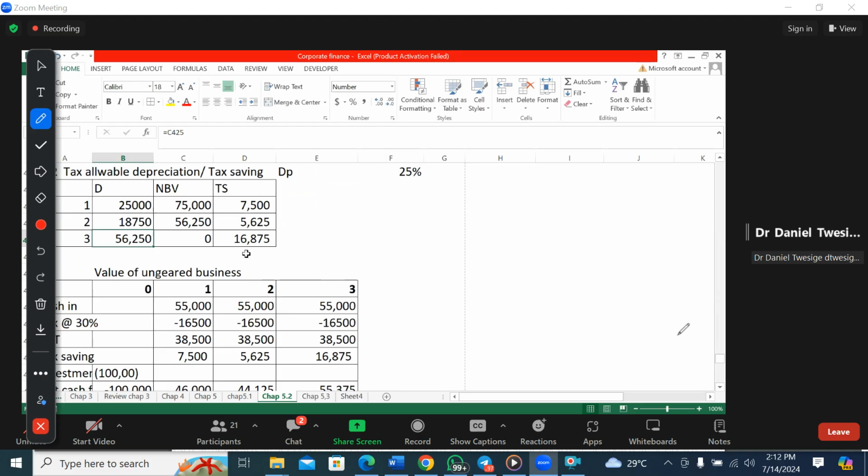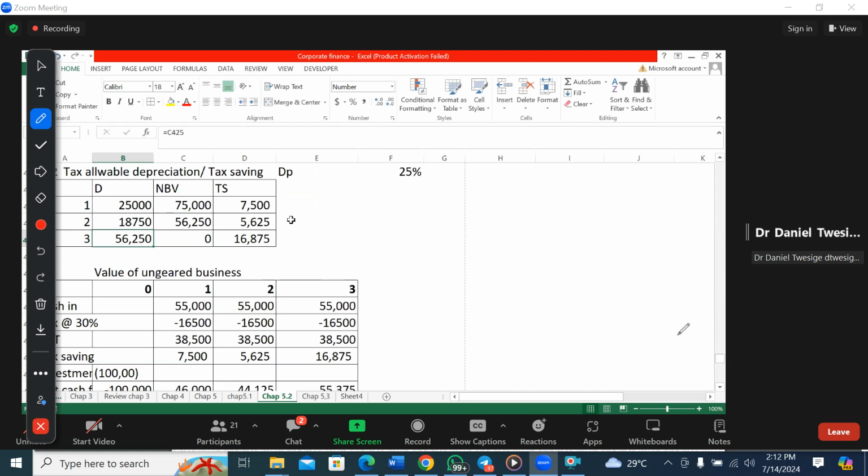Okay. I always hear it from students that tax saving is calculated as 10% of the net book value. I can confess I've never read it somewhere. I don't know where the concept is coming from, but it's not always.